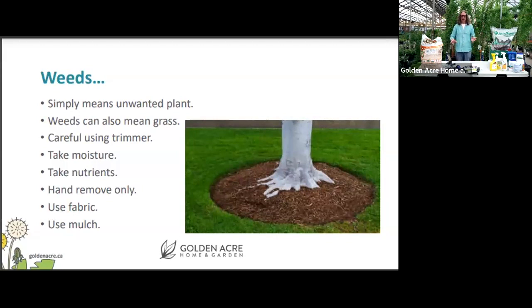Creeping bellflower, the same thing. And weeds at the base of our trees can rob nutrients. They can rob moisture. Weeds can form a thick carpet. It's hard to get the leaves out, so it's hard to clean up, to get rid of aphids and spider mites and powdery mildews. So having it nice and clean around the base of a tree can be essential.